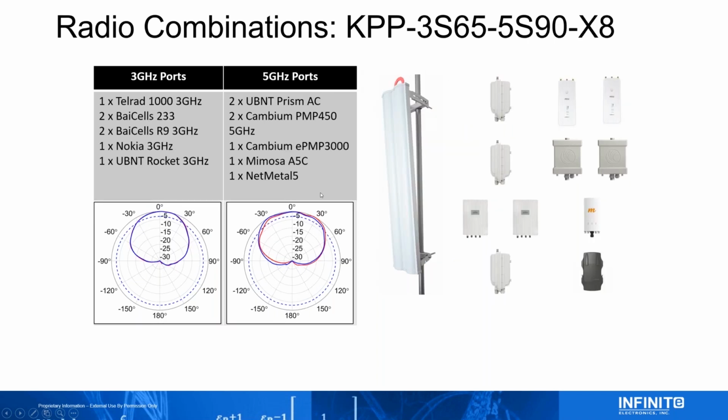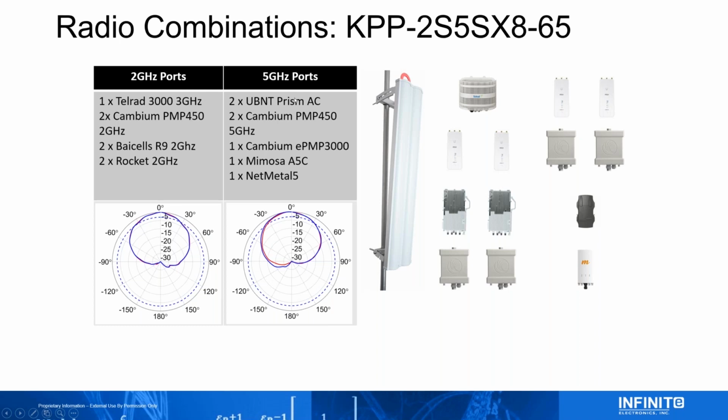Same here. 2 gig, 5 gig. So this is very similar. You put the Prisms or the Cambium ePMP 3000 on the 5 gig side, or Mimosa, and on the 2 gig side you can do your traditional ones, Rockets or Cambiums or Baicells or Telrad. You won't be mounting all these radios directly on the antenna. Only one radio will mount directly on the antenna, and then everything else can just be pole mounted below or above the antenna, or directly behind. Reduce your cables. Typically the connectors come out on these near the bottom on the backside.